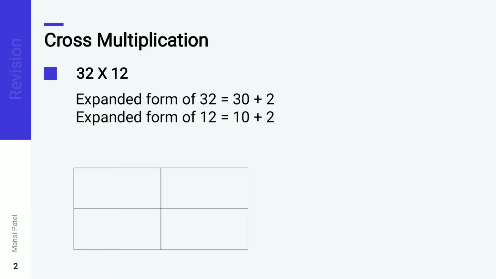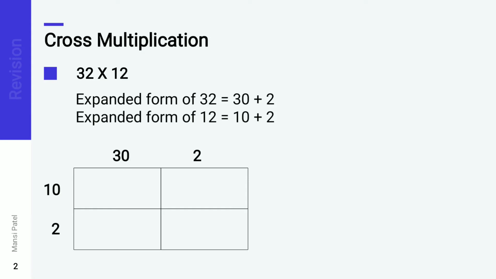Now on the outer side you want to write down the expanded form. First you write down the expanded form of 32. On one side you write 30 and on another side you write 2. Whereas on the left hand side you write the expanded form of 12, that is 10 plus 2. So you write 10 in the first box, and in the second box you write 2.